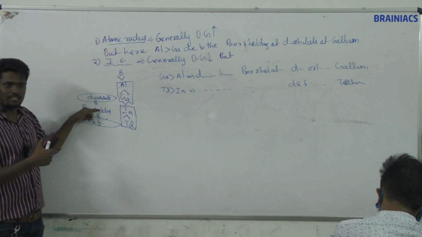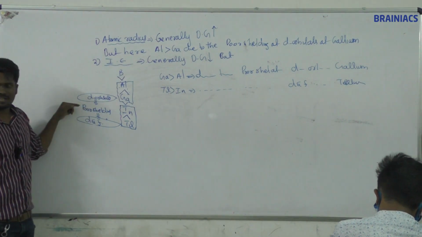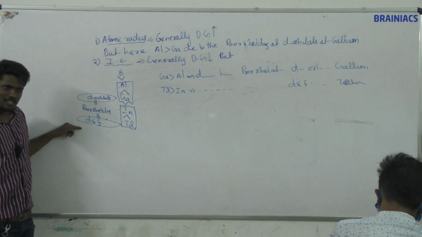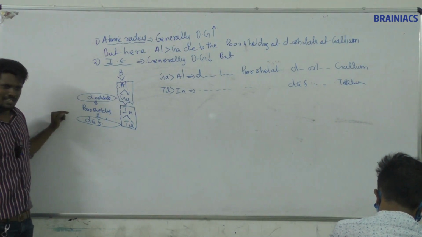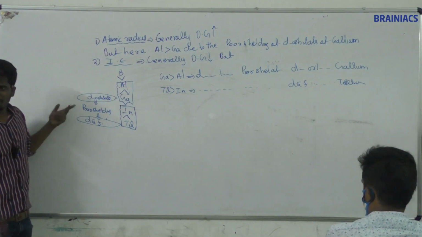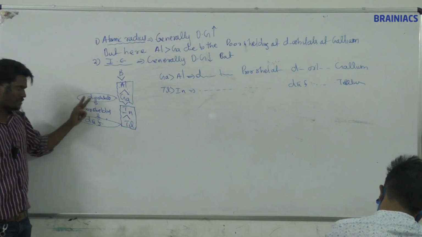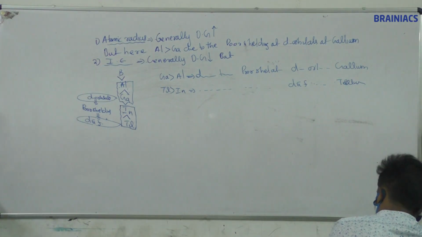There is a change in size. We are giving the explanation that it may be because of poor shielding of d orbitals. There is a change in ionization energy, so we are giving another explanation. It may be because of poor shielding of d and f orbitals. We don't have any other explanation for it. Okay, simple. So all these are fake. Inorganic chemistry, completely fake.